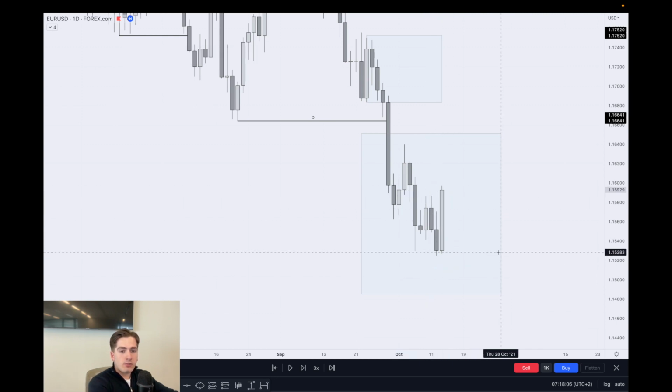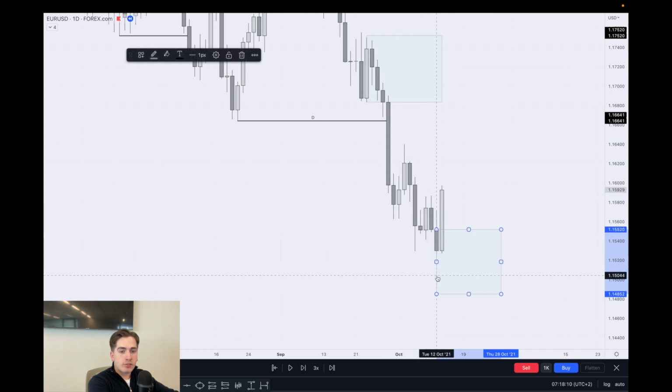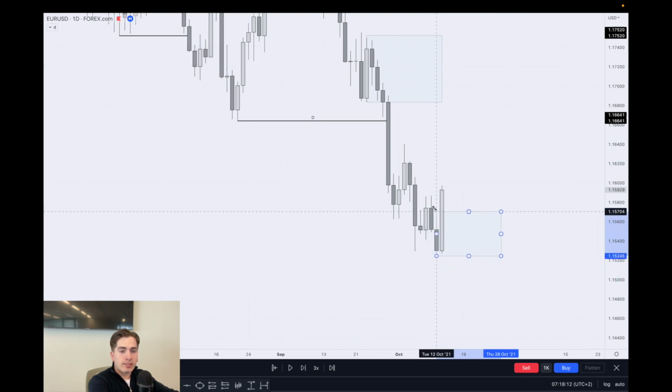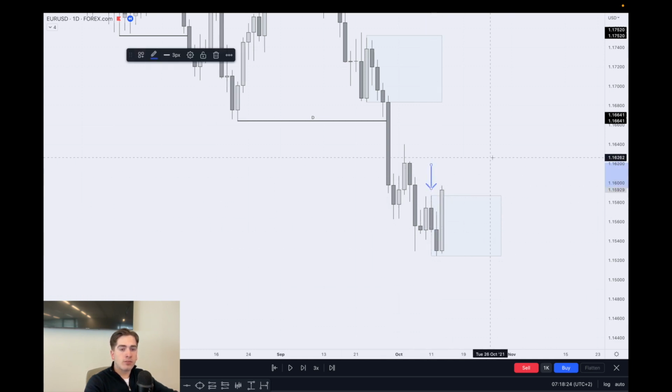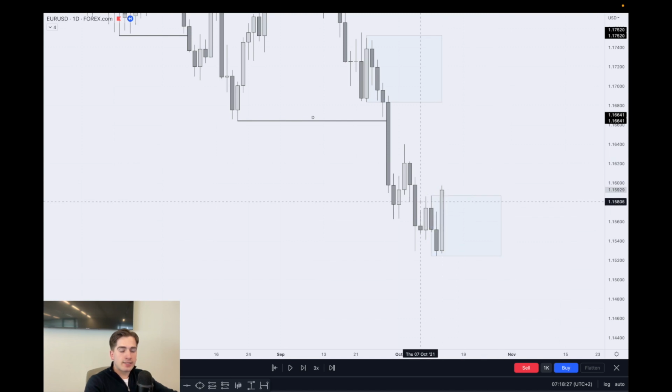So inside of that daily change of character, what we then potentially have again is demand created inside of this, let's say, sell before the buy. So what previously was your bearish order flow, your buy before the sell, is now your sell before the buy, because this sell before the buy has caused the price to close above this high over here and establish a change of character. So these are the confluence points on the daily time frame.